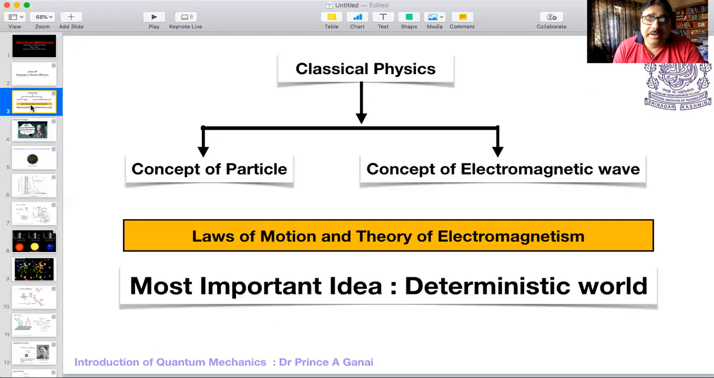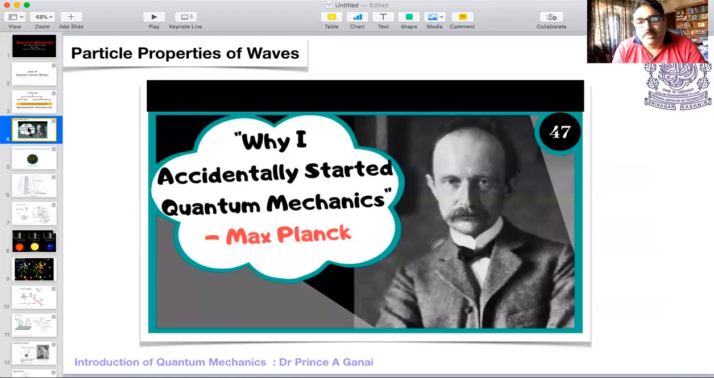But at around 1900, our faith in these concepts started shaking, because we discovered new phenomena which needed a total rewiring of our mind, and a completely different philosophy was required to understand the phenomena that were coming up. So it all started actually with this man. We call him the father of quantum mechanics, because it all started with his attempt to understand the black body radiation.